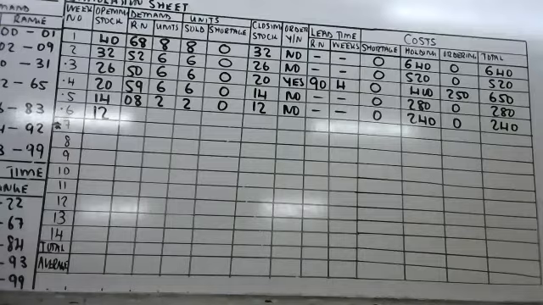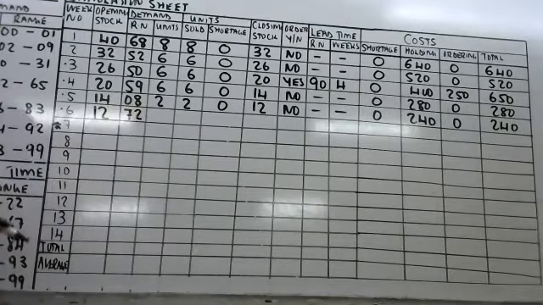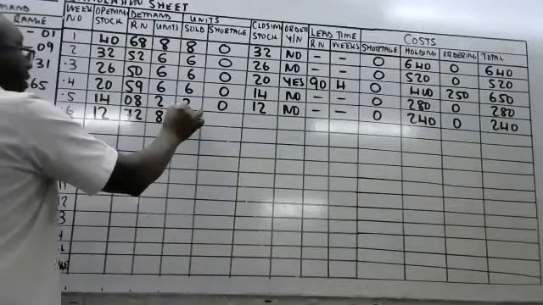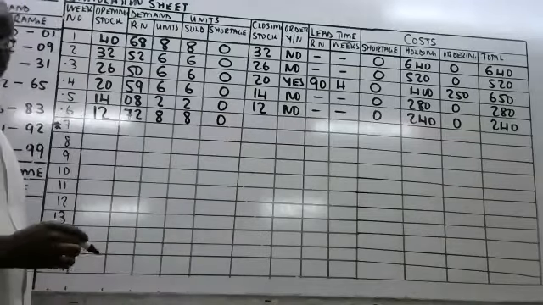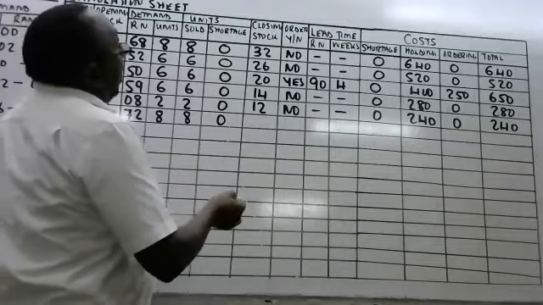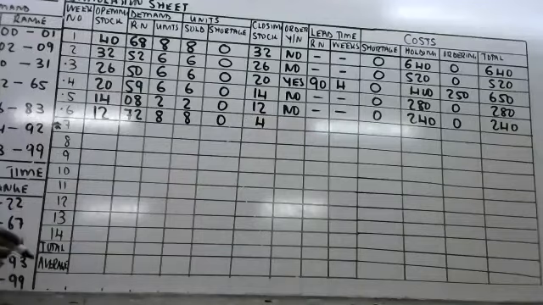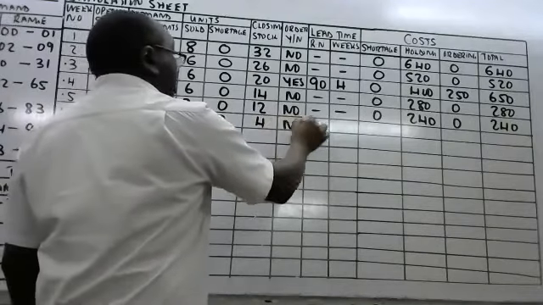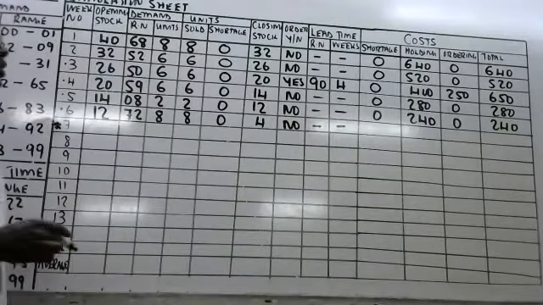Good. Now, the random number: 70, 72. So 72 will give us how many units? 8. So we sell how many? 8. So the shortage is what? 0. Have you understood that? Closing stock is what? 4. So do we place the order? No, we are still waiting on the one that we had placed earlier. No shortage.